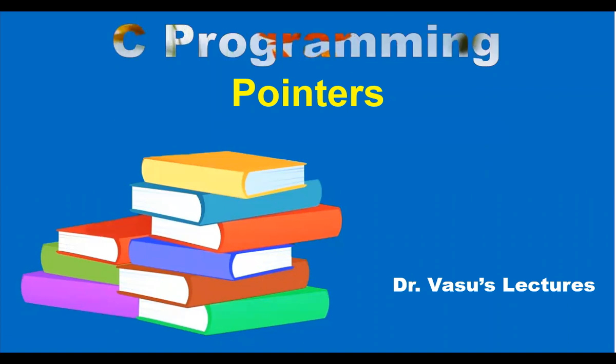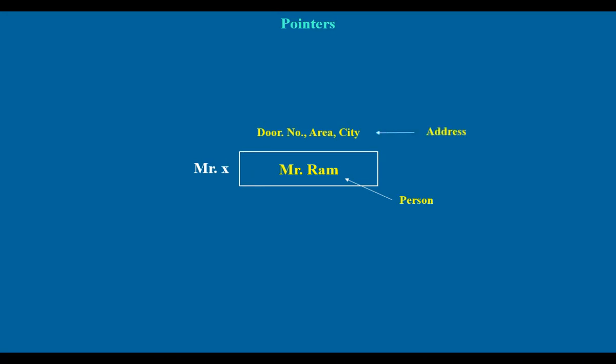Okay, now let's see what these pointers are. A very interesting topic. Here, pointers mean, suppose let's take an example. I'm searching for Mr. X. He's a particular person, has some features. His name is Mr. Ram. And how do I get him? I need to have his address, right? Some address, his door number, area, city, like this. Then with this address, I can find Mr. Ram.